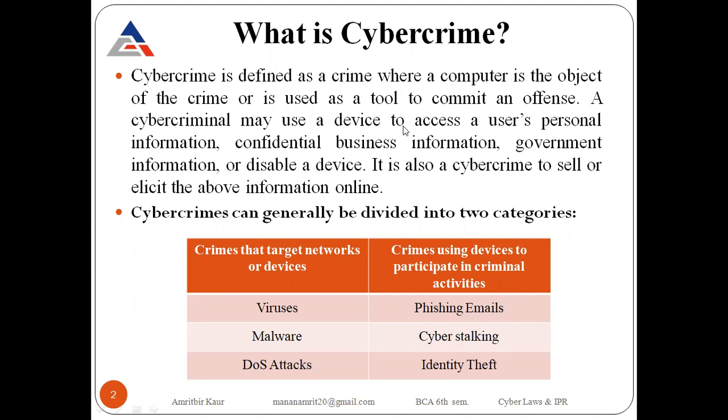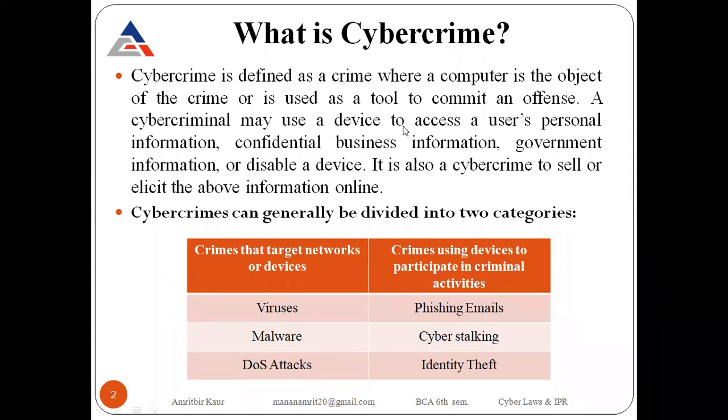So criminals commit cybercrime to access personal information, business information, government information, or to disable a device. So in short, any crime that is committed in cyberspace instead of the physical world is known as cybercrime. For example, theft occurs in the physical world, but if theft occurs in cyberspace, over the internet, it is known as cybercrime.